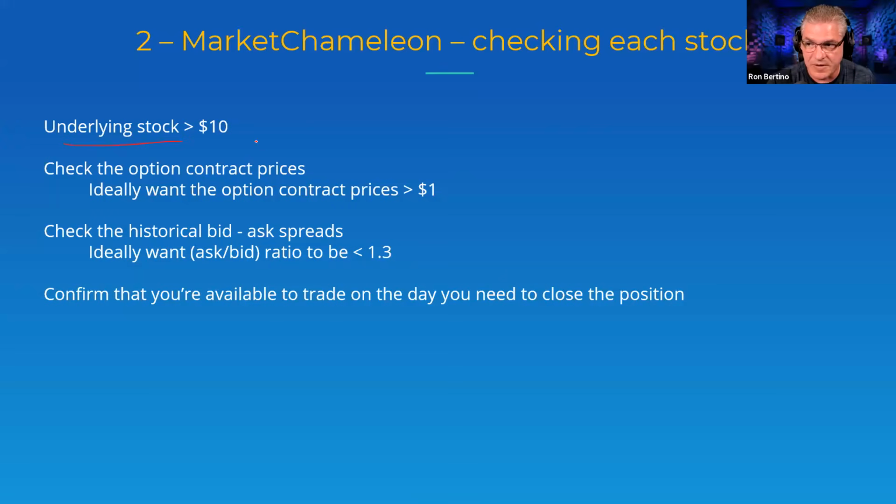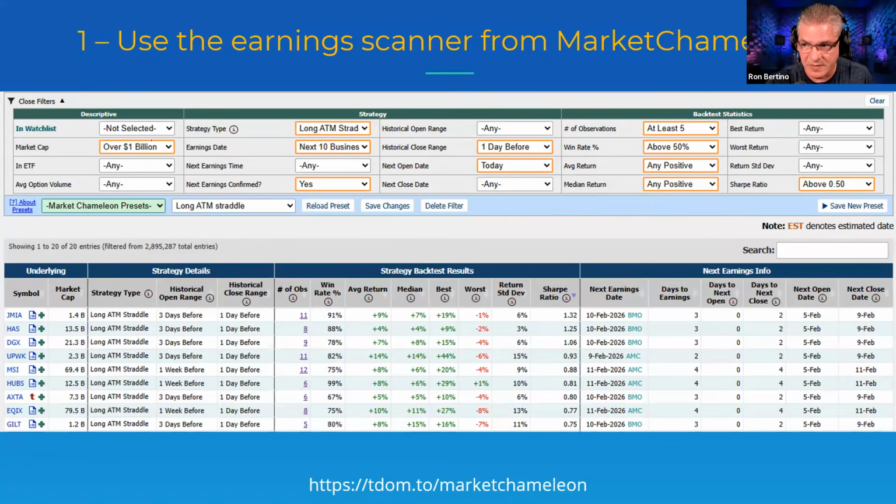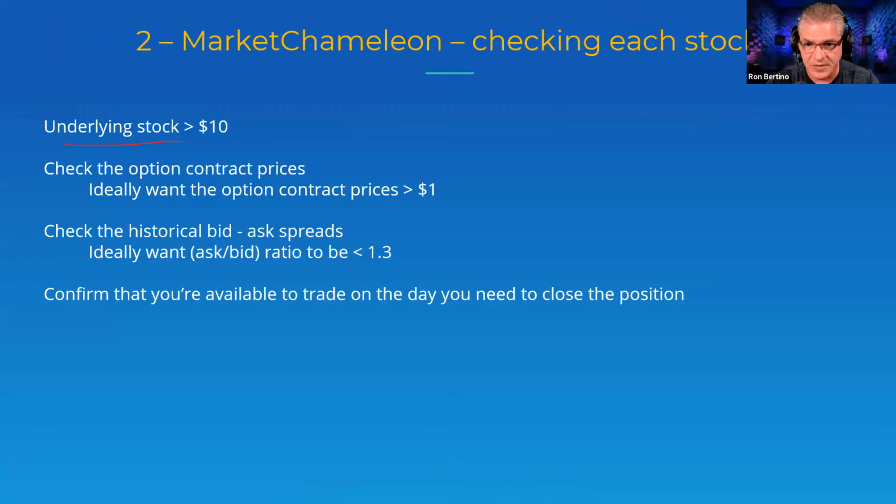So normally I want the underlying stock to be worth more than $10. I don't like trading really cheap stocks. Just as I've mentioned that I look for a market cap of above 1 billion, I also want the stock price, the underlying that I'm talking about, to be at a price of $10 or higher.